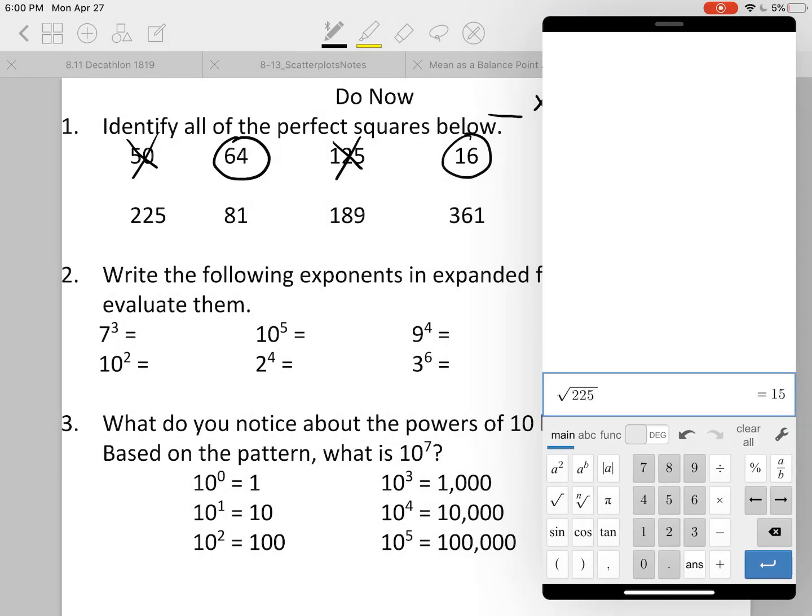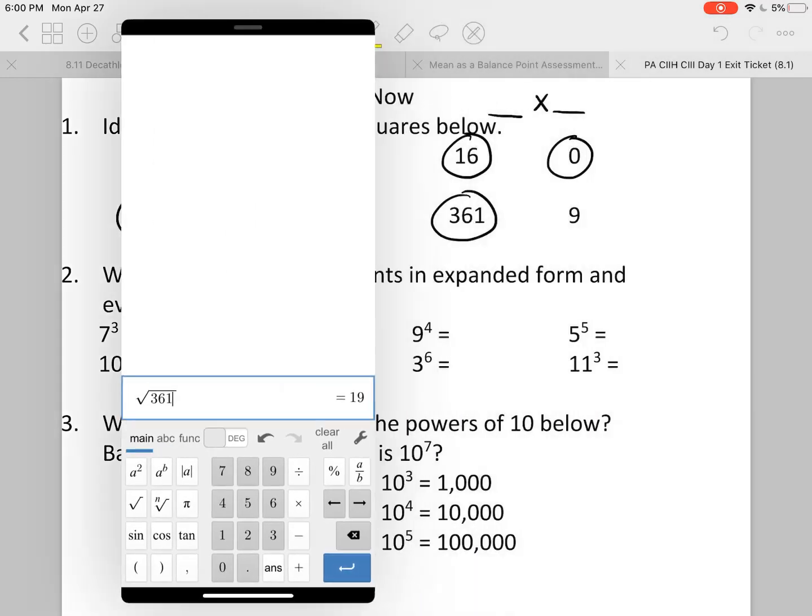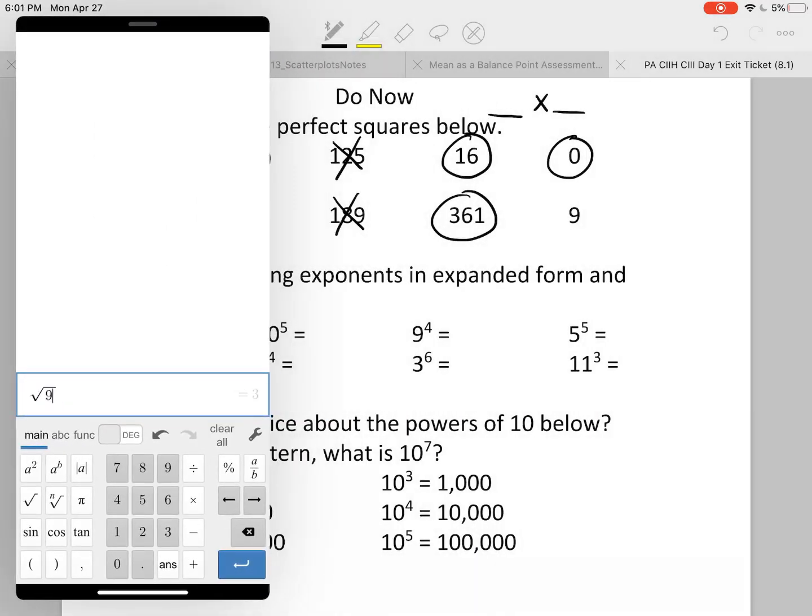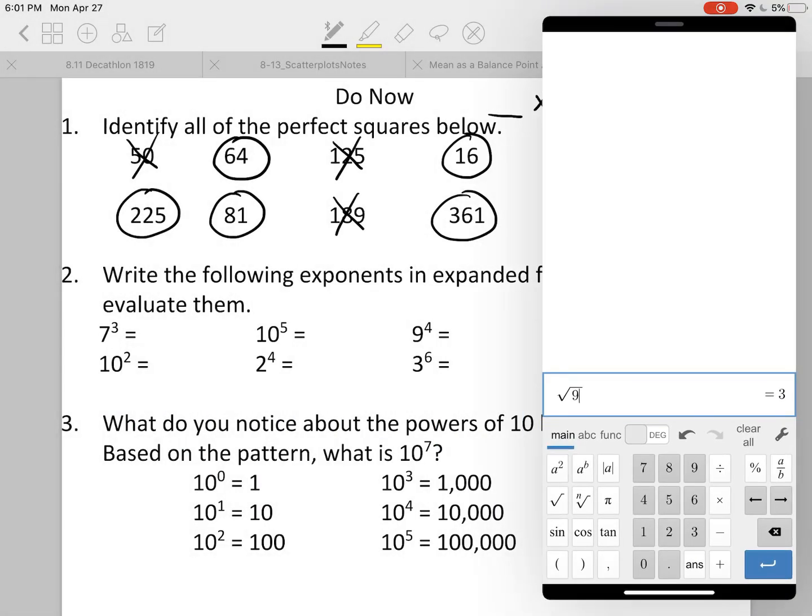The square root of 225 is 15, so that is a perfect square. The square root of 81 is 9, so that is a perfect square. The square root of 189 is an irrational decimal, so that is not a perfect square. The square root of 361 is 19, so that is a perfect square. The square root of 9 is 3, so 9 is a perfect square.